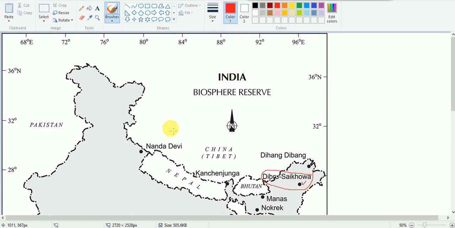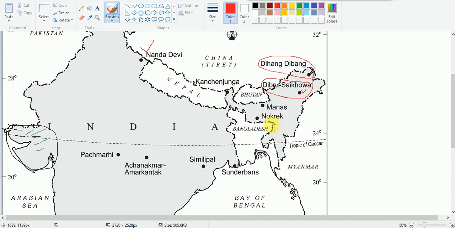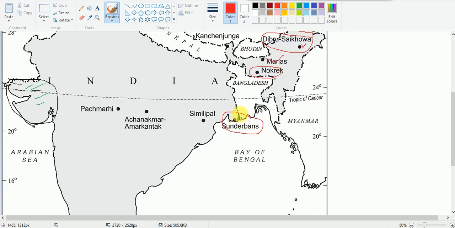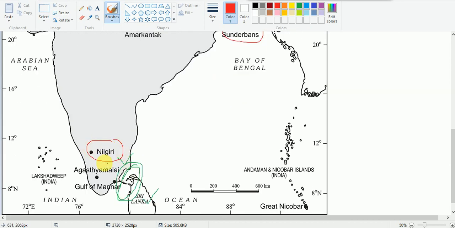Here is the map taken from your textbook, and you'll find only the important biosphere reserves. We have Nanda Devi here. Then here we have Dihang Dibang. Then Manas is here. Then Nokrek, in Meghalaya. Sundarbans is here. Simlipal is here. Achanakmar-Amarkantak, then Pachmarhi, then Nilgiri Biosphere Reserve, Agasthyamalai is here, then Gulf of Mannar is here.